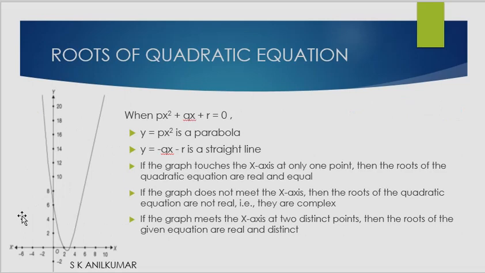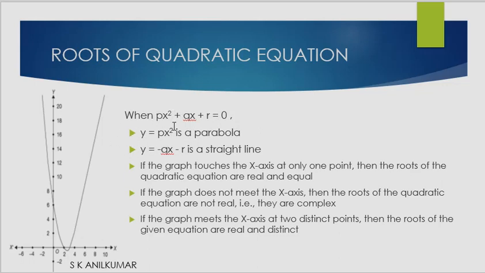Now, the quadratic equation can be solved not only by factorization, not only by formula, but also by graph. We normally get a parabola. We plot x and y values in a graph, and then we usually get a parabola. The parabola may or may not meet the x-axis. If it meets, it can meet once or twice, right? When px squared plus qx plus r is 0, that is ax squared plus bx plus c equal to 0, then we can have two possibilities.